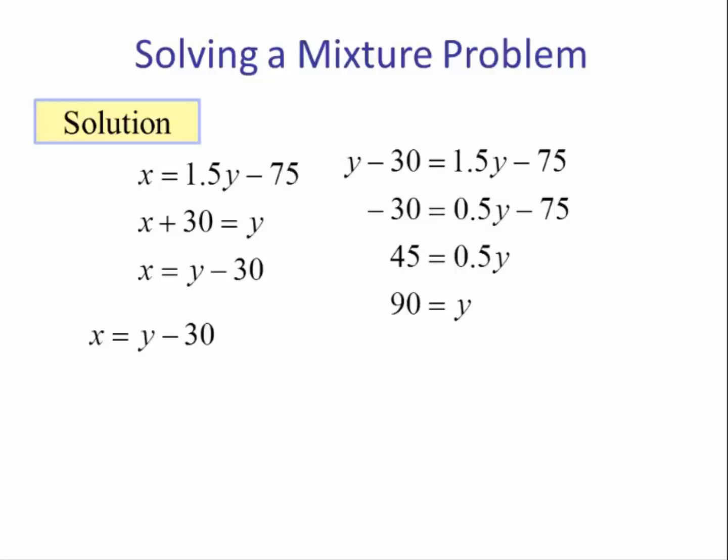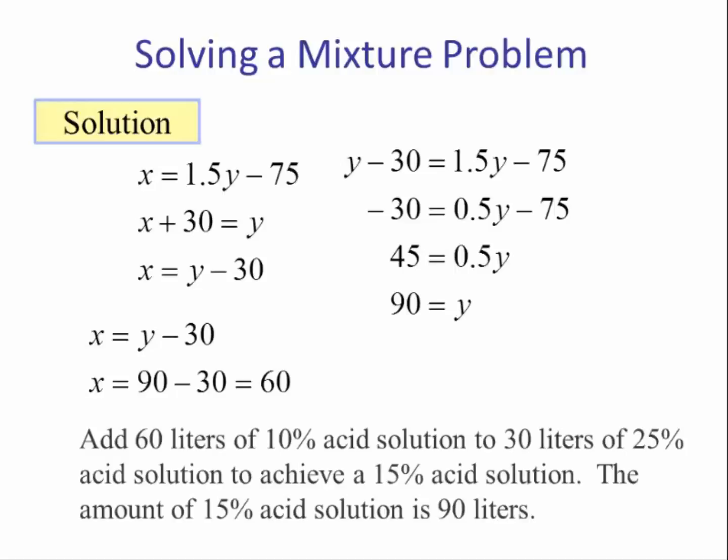To find x, I substitute 90 in for y in the equation x equals y minus 30, and we see that x is 60. So adding 60 liters of 10% acid solution to 30 liters of 25% acid solution will give us a 15% acid solution. The amount of the 15% acid solution is 90 liters.